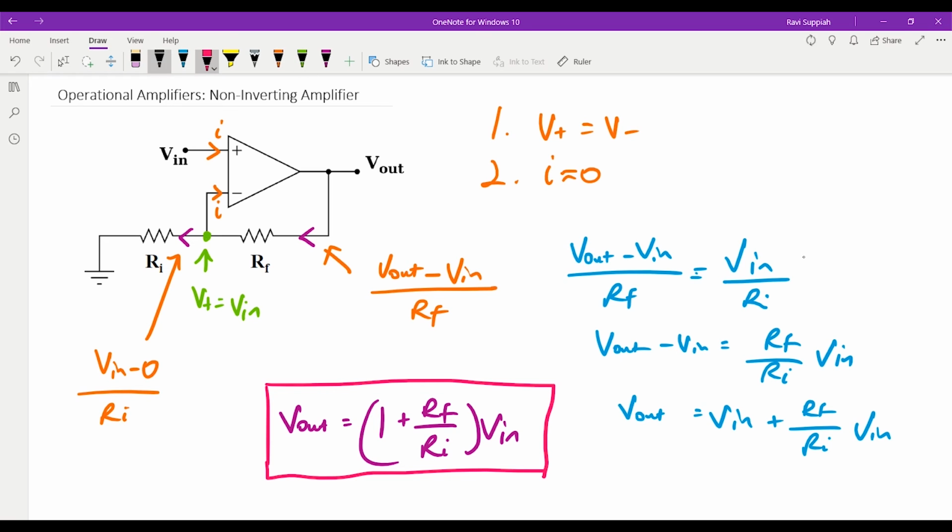Just a quick note on this. Whether it is inverting or non-inverting basically depends on where the input signal is applied. In this case, when I have the input signal V in applied to the positive input of the op amp, we say it's a non-inverting configuration. If it is connected to the negative input of the op amp, like in my other video, you will say that is the inverting amplifier configuration.